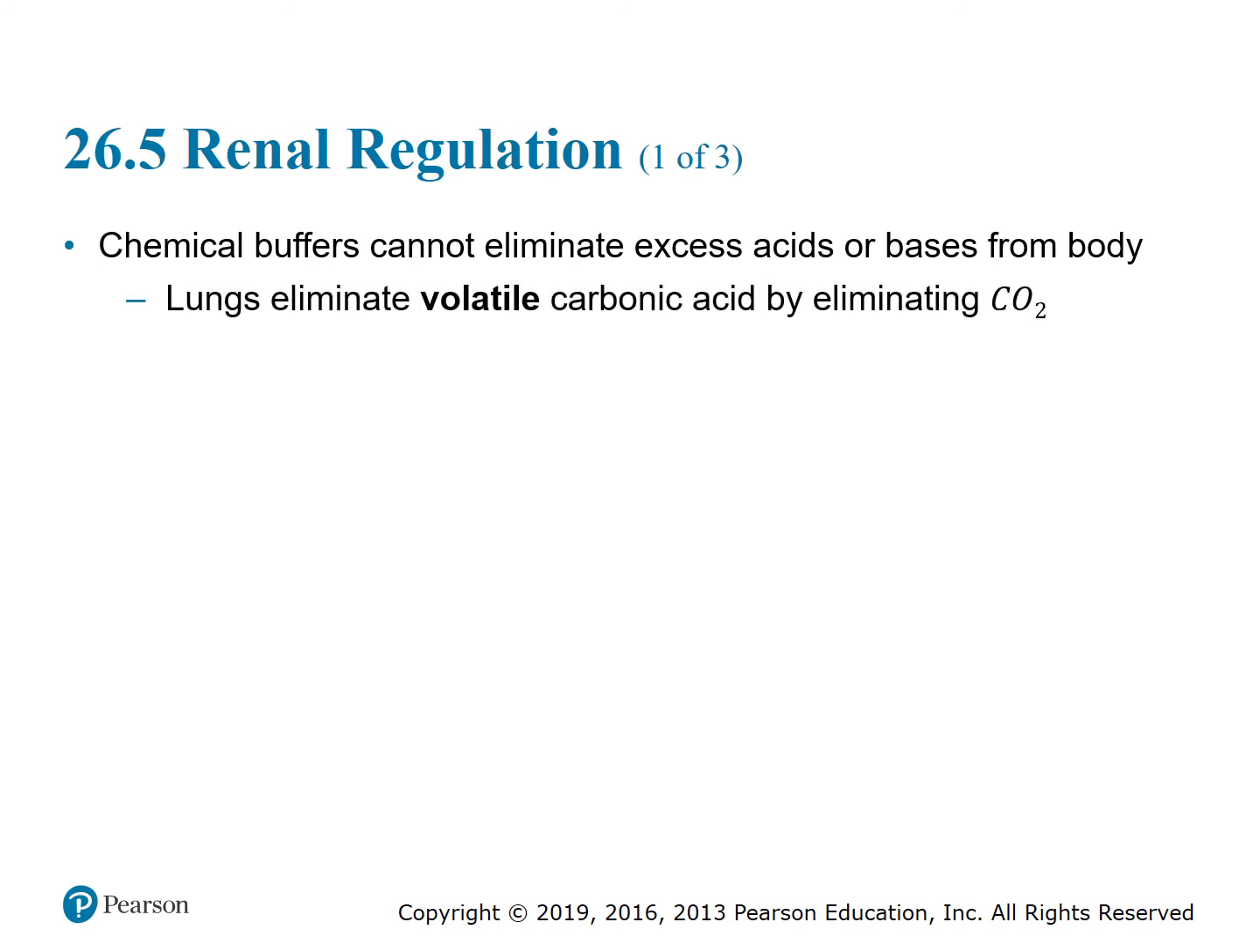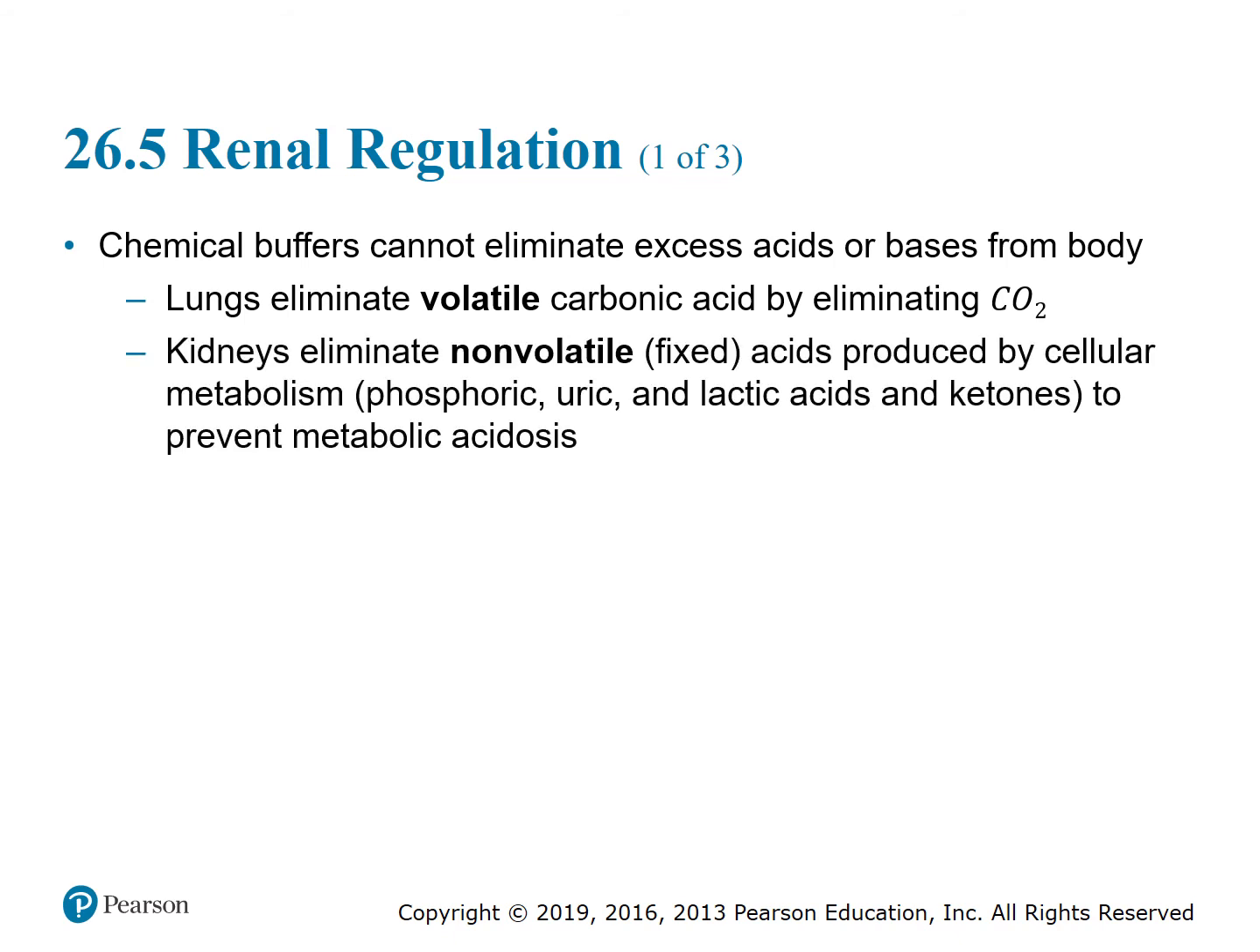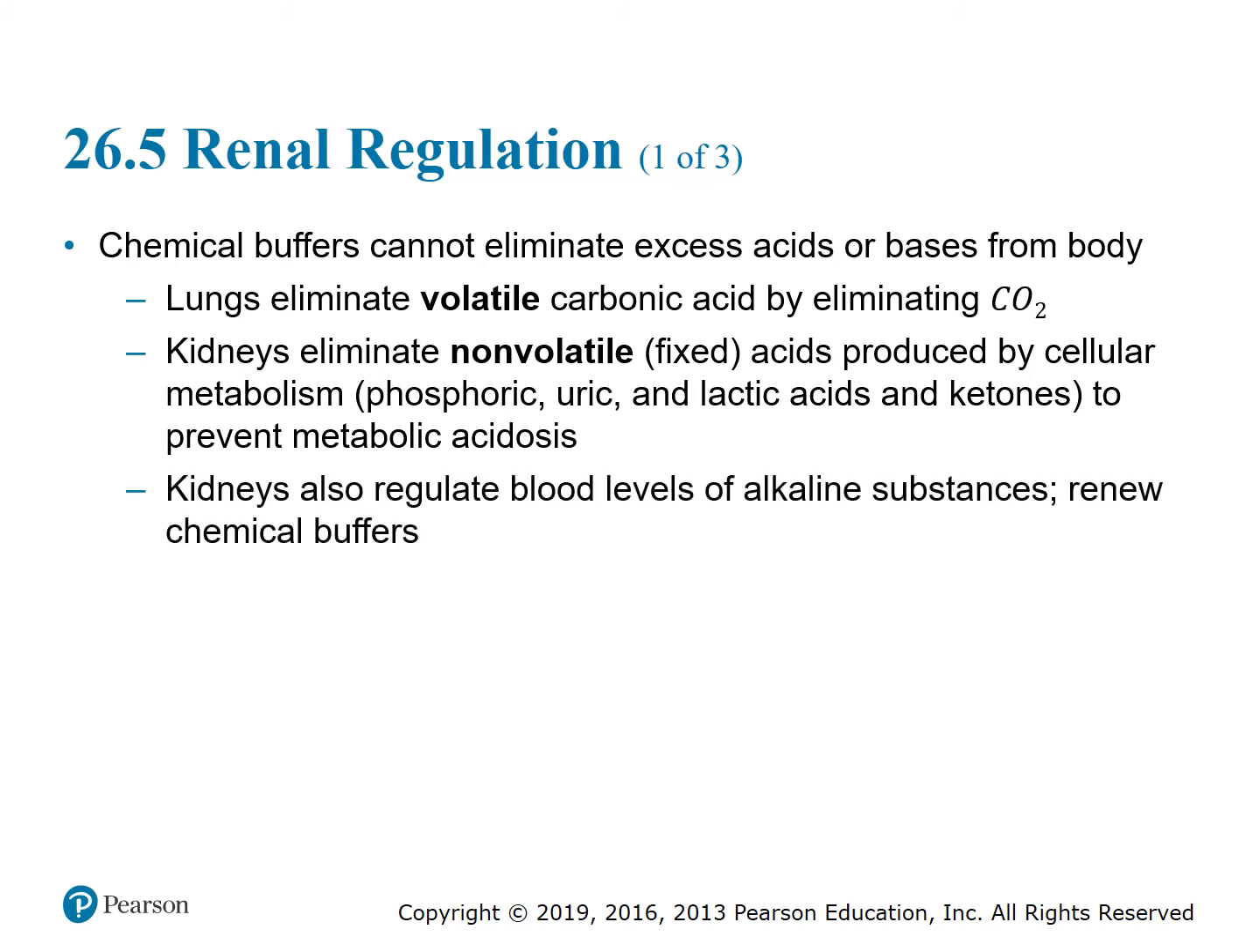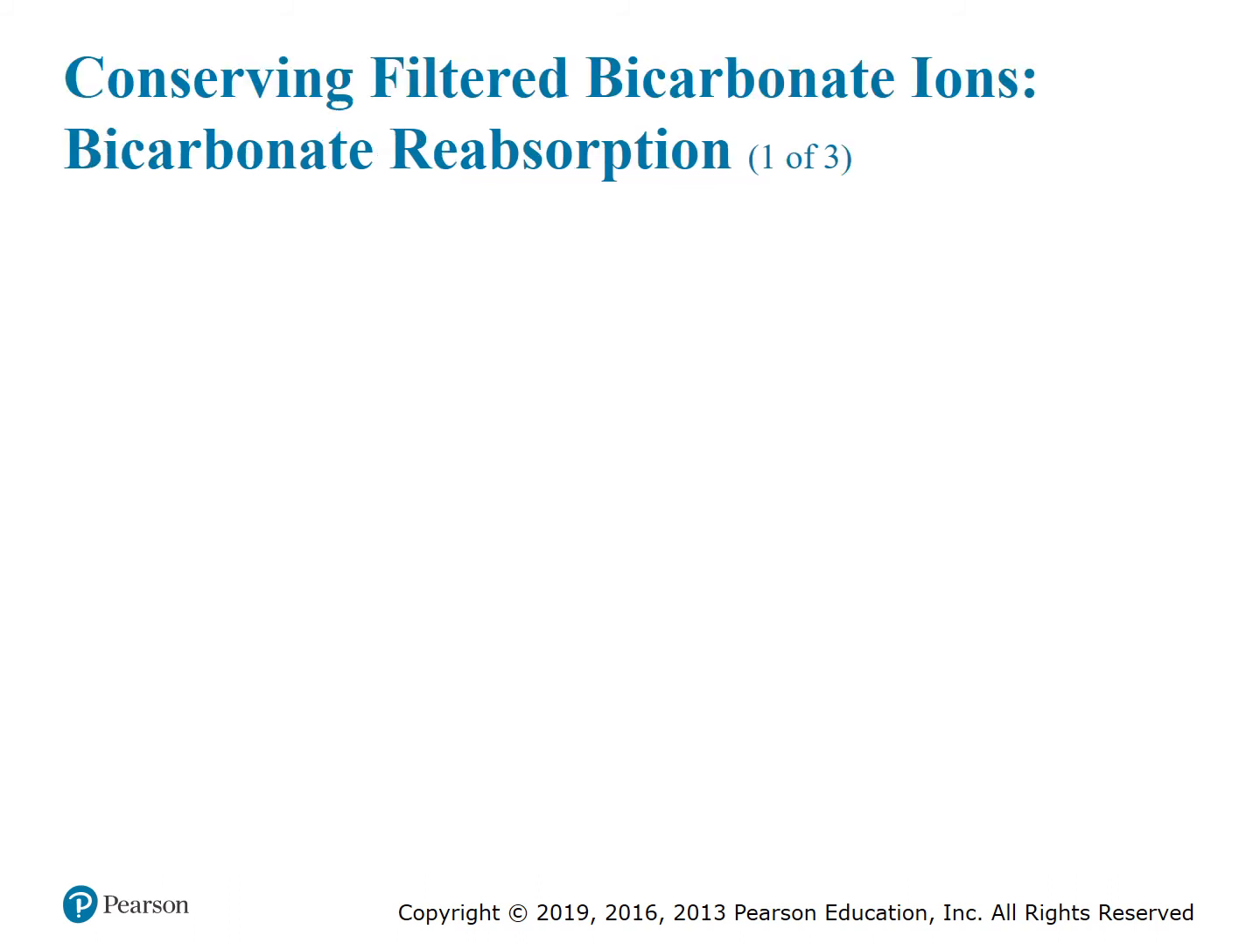So chemical buffers can't eliminate excess acids or bases from the body. The way that the lungs work is to eliminate the carbonic acid by eliminating CO2. And that way the only thing that's left over is H2O. The kidneys will eliminate non-volatile acids, and this can help prevent metabolic acidosis. The kidneys can also regulate the blood levels of alkaline substances, and they will renew chemical buffers.